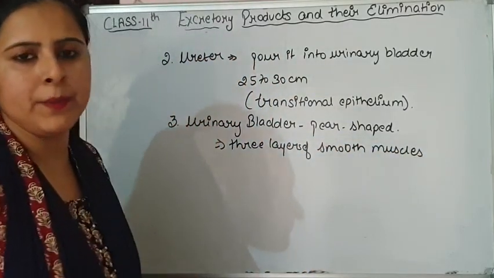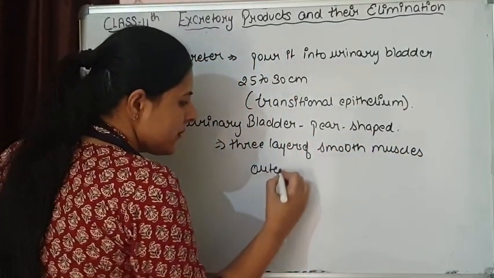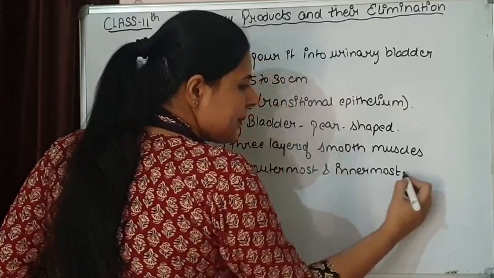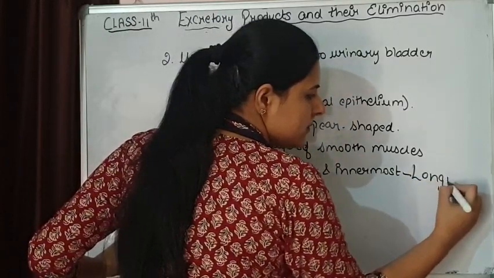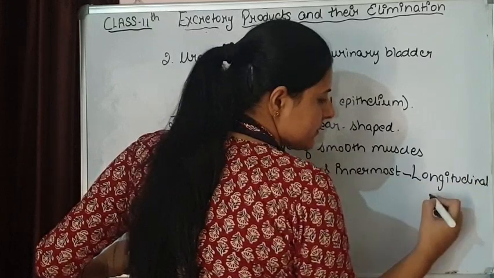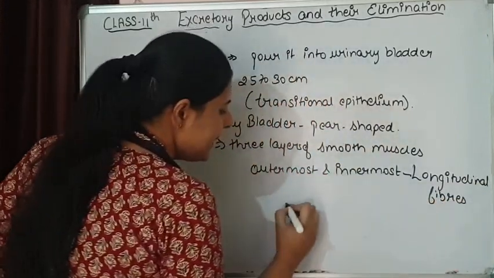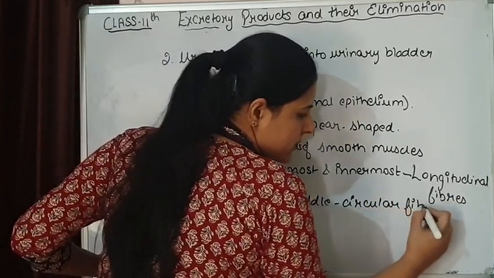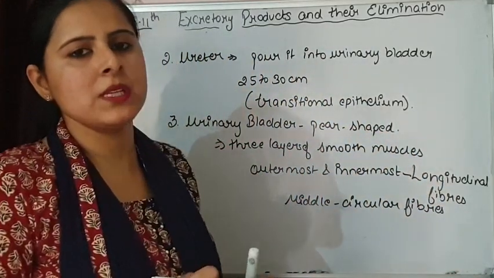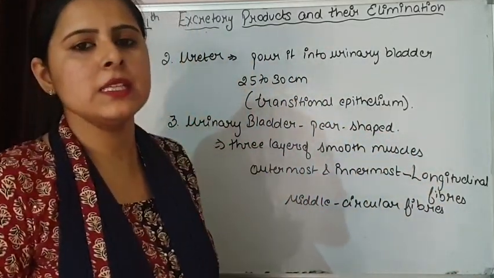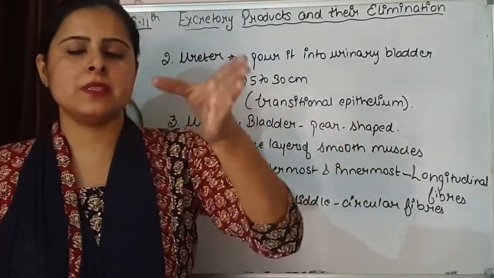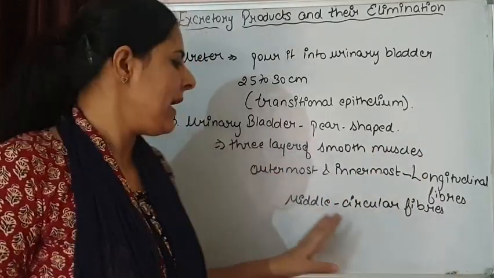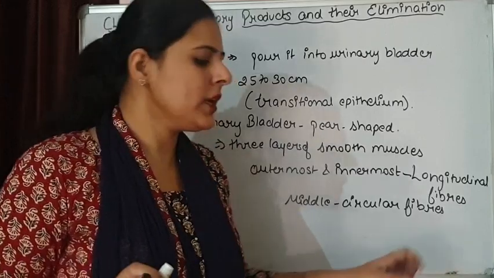3 layers of smooth muscles in this urinary bladder. The outermost and the inner one are made up of longitudinal fibers, and the middle one is made up of circular fibers. So proper well-developed muscles are present in the urinary bladder, and these layers of smooth muscles are present in 3 layers. The innermost and the outermost are made up of longitudinal fibers, and the middle one is made up of circular fibers.